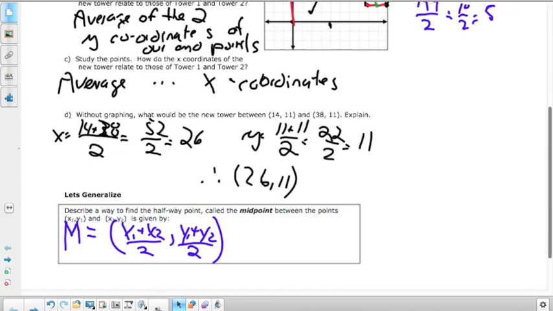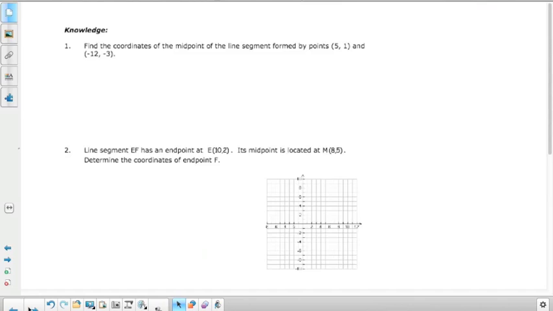Okay, so let's quickly do the backside. How can we find the midpoint of a segment that's formed by points (5, 1) and (-12, 3)?